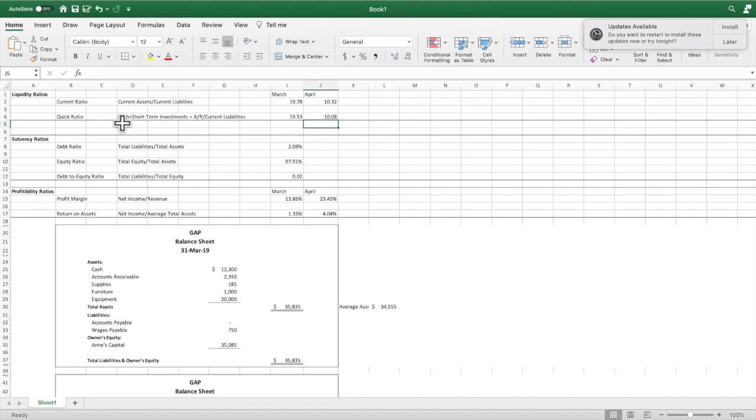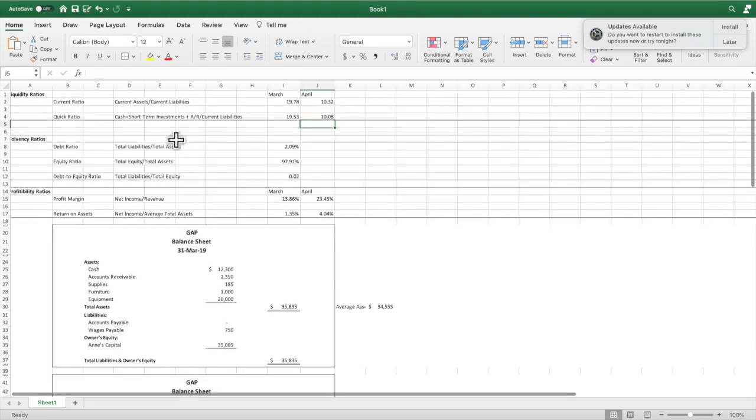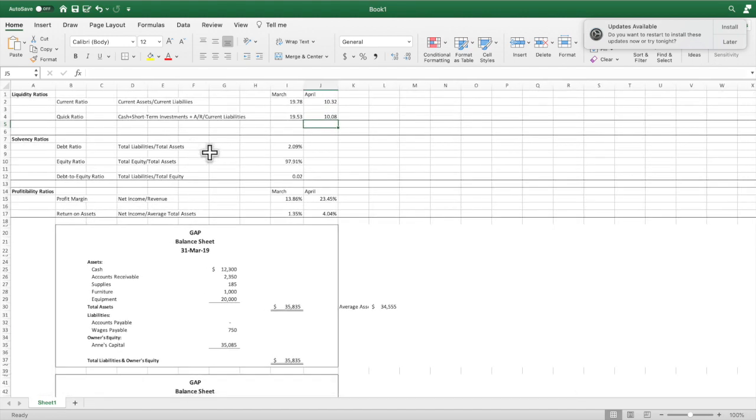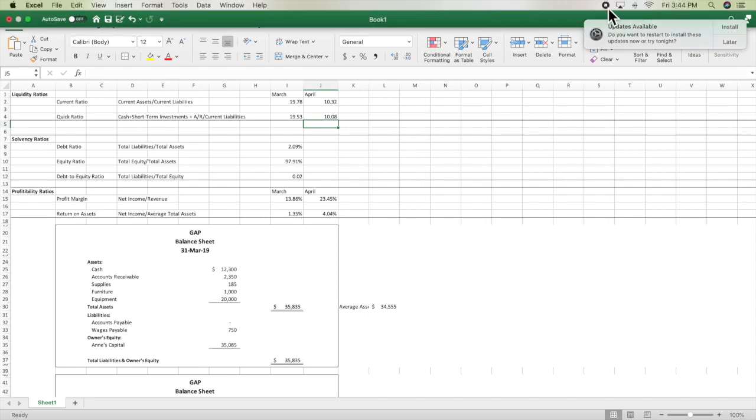Alright, so these are the liquidity ratios, and we're going to move on to solvency ratios. Now, just to review liquidity ratios, it is to see how easily a company is able to meet their debt obligation. So current ratio indicates how well positioned a company is to pay off that which it owes in the next 12 months. So those are the liquidity ratios.